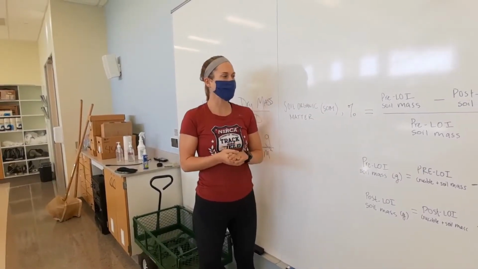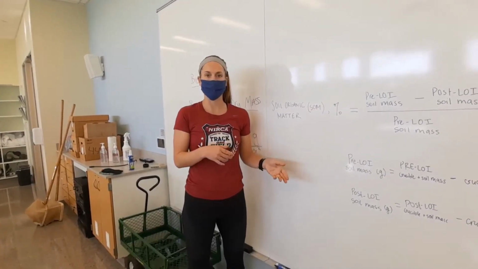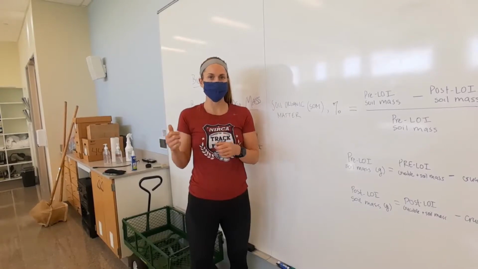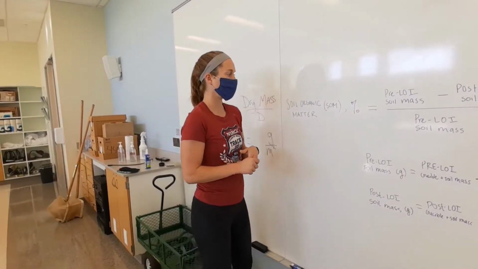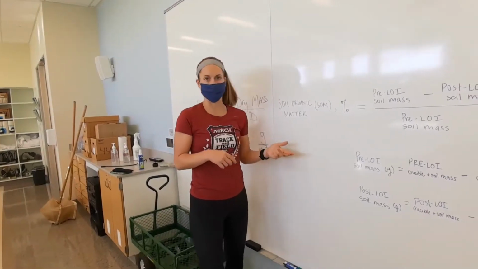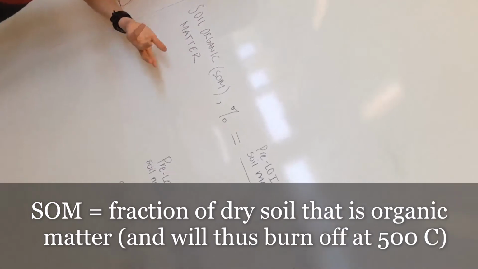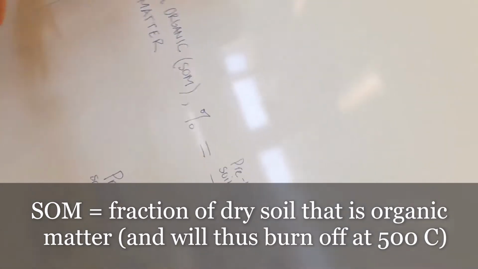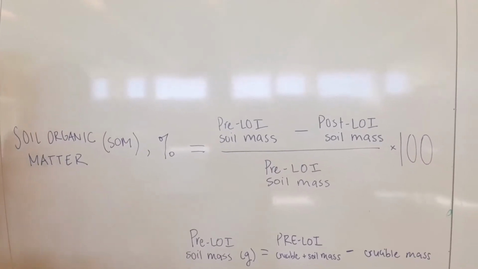All right, so with the masses that we've taken with the soil, before we put it into the furnace, and after we take it out of the furnace, we'll be able to figure out the soil organic matter, and that's described as a percentage. So we're thinking about how much of that soil, that dry soil that we have, is organic matter.